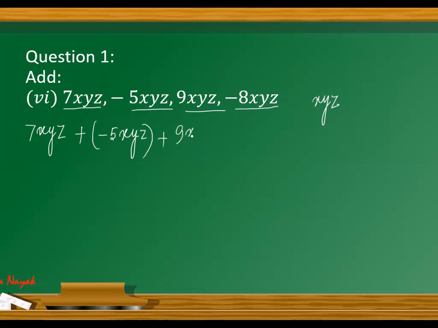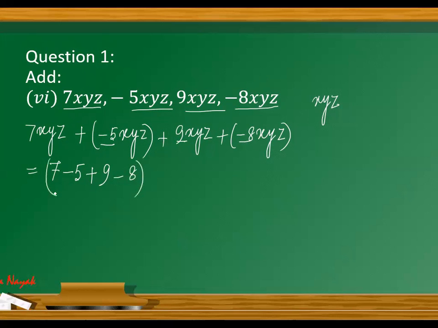Plus 9xyz, then plus minus 8xyz. Then I'll go for the numerical coefficients. First is 7, then minus 5, then plus 9, then negative 8. So the negative should not be ignored. Then xyz. Now simplify this.